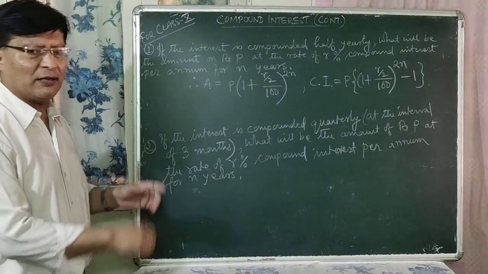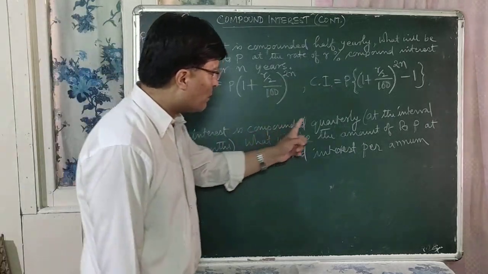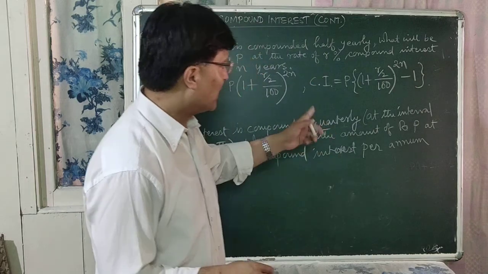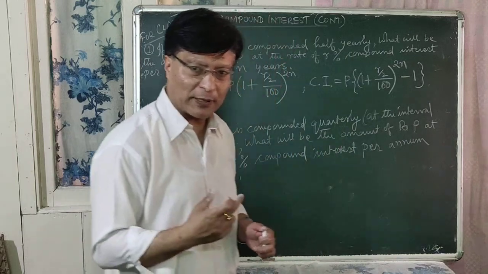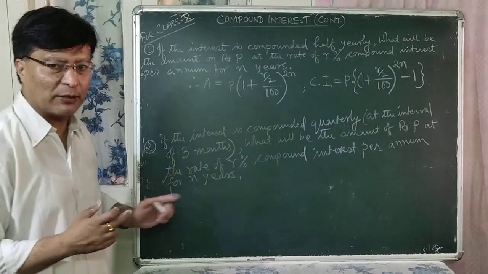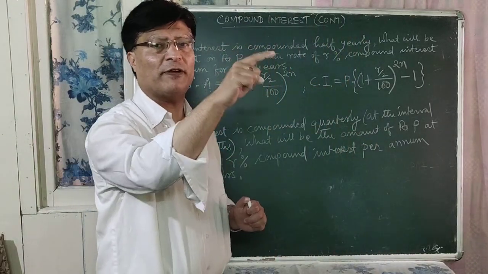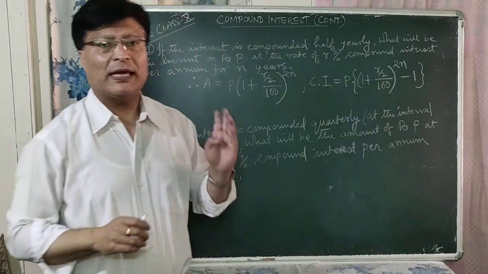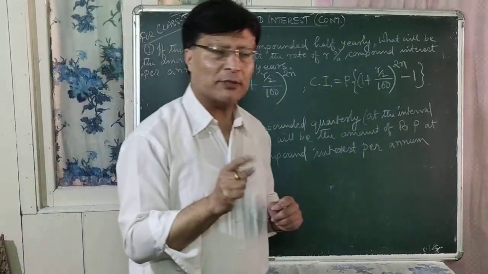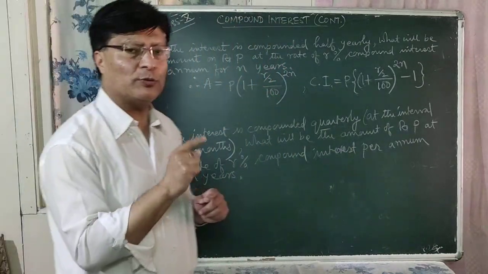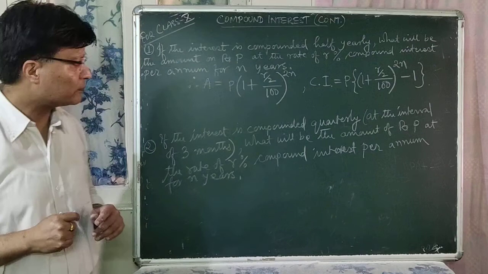Okay. So similarly, number 2 is there. So what is number 2? If the interest is compounded quarterly. Quarterly means at the interval of 3 months. Half yearly means 6 months, 6 months. Quarterly means at the interval of 3 months. That means for the whole year, January, February, March, that is one phase. April, May, June, that is second phase. July, August, September, that is the third phase. October, November and December, that is the fourth phase. How many phases are there?